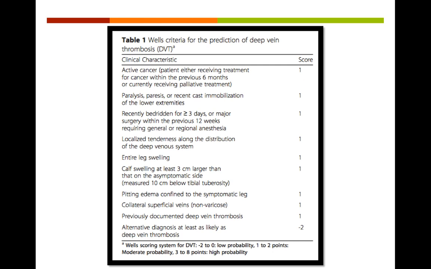So in order to kind of correct that, what they did is they took all the patients coming in with some kind of trauma and they gave them this Wells criteria. So here you see there are different clinical characteristics. If they have it, they get a 1, or as you see at the bottom, a -2. And then after going through this survey, you get a score. So a -2 to a 0, you are at low likelihood. 1 to a 2, you're at a moderate likelihood. And if you score from a 3 to 8, you're at a high likelihood of developing or having a DVT.